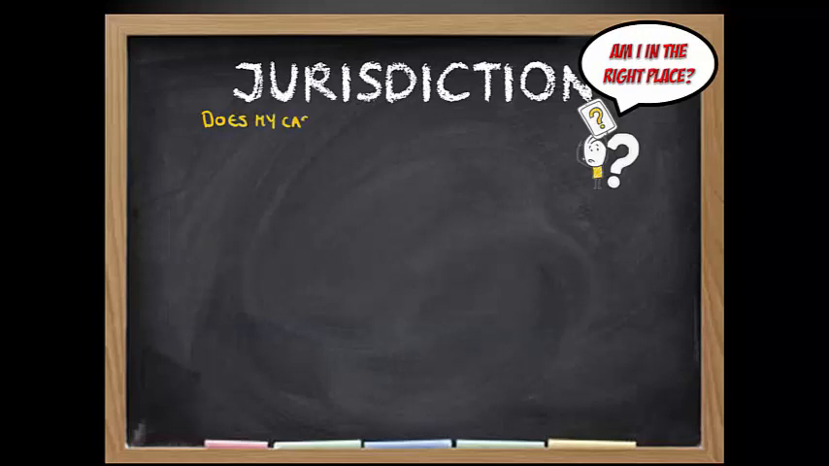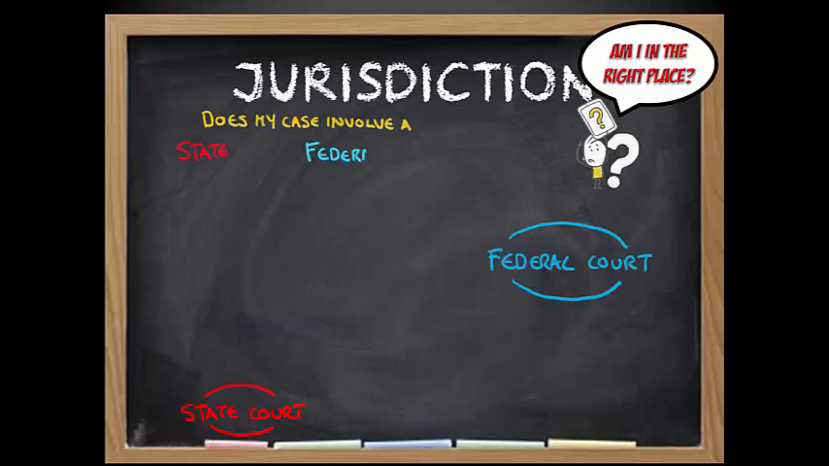So, this flowchart helps in showing how to decide. If it involves a state law, then the state court system. If the law in question is a federal law, then it will be filed in the federal court system. Pretty straightforward.